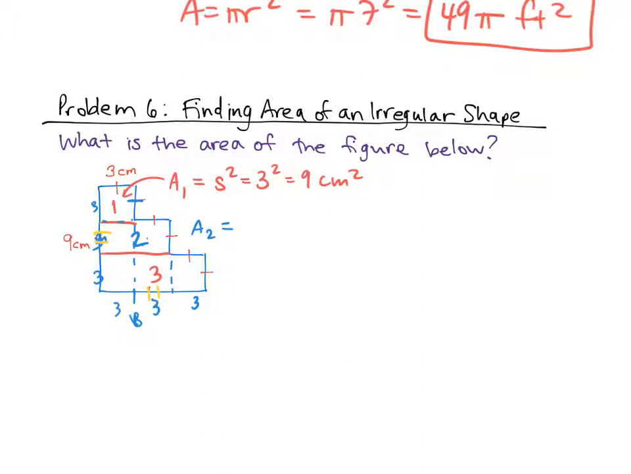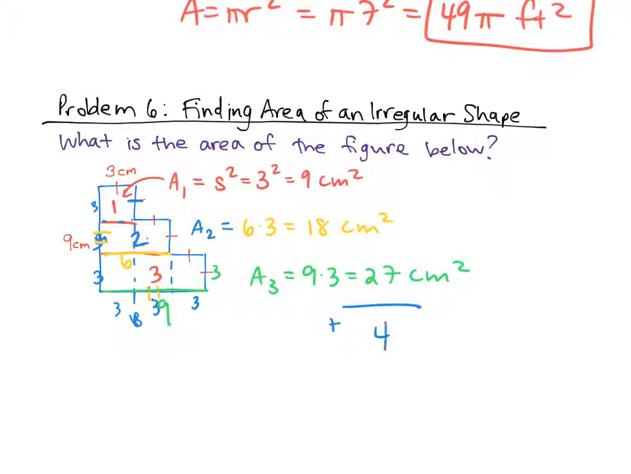Okay, so then this area is a rectangle. This length here is 6 and 3. So this is 6 times 3, which is 18 centimeters squared. And this length here is 9. This is 3. So the area of the third shape is 9 times 3, which is 27. And then we can just add those all up. So 9 plus 18 is 27, plus 27 is 54 centimeters squared, sorry, not cubed.